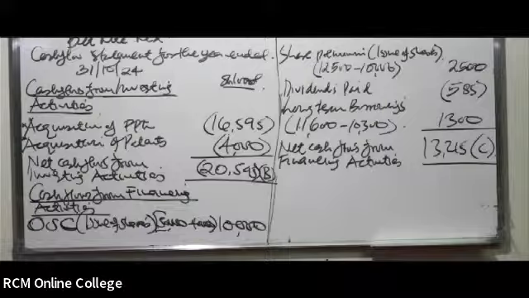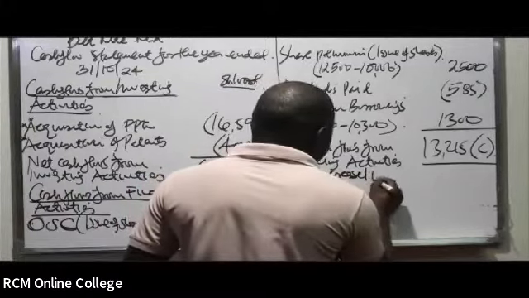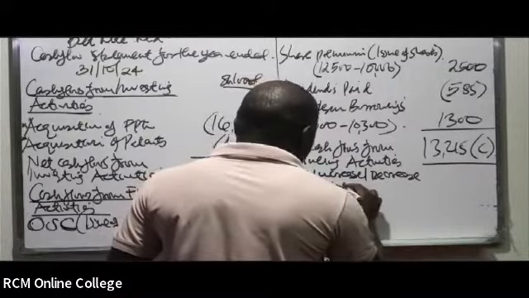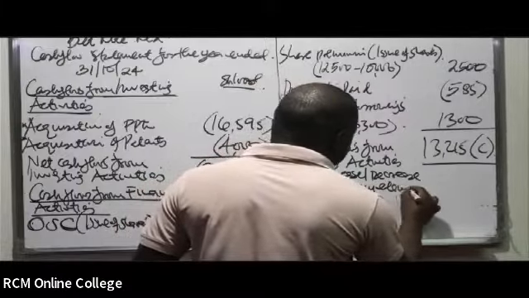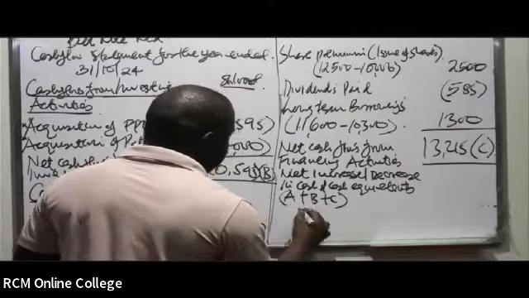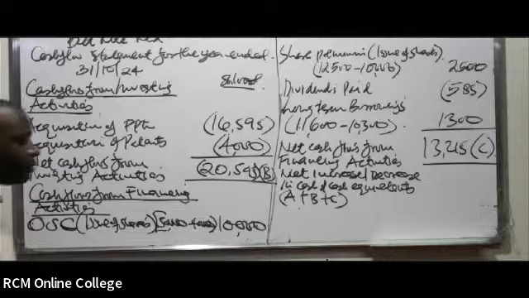So therefore, in this case, we can get the net increase or decrease in cash and cash equivalents. What are you getting as the net increase or decrease in cash and cash equivalents? You add the three, so that means A plus B plus C. The net increase or decrease in cash and cash equivalents, you're getting how much? I can see a figure of 255.